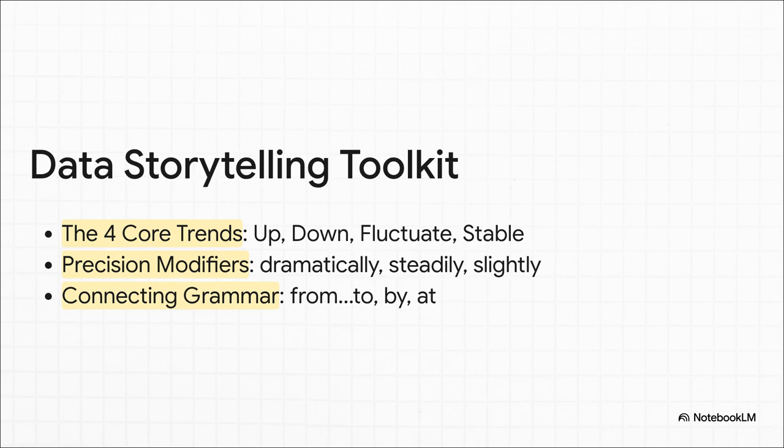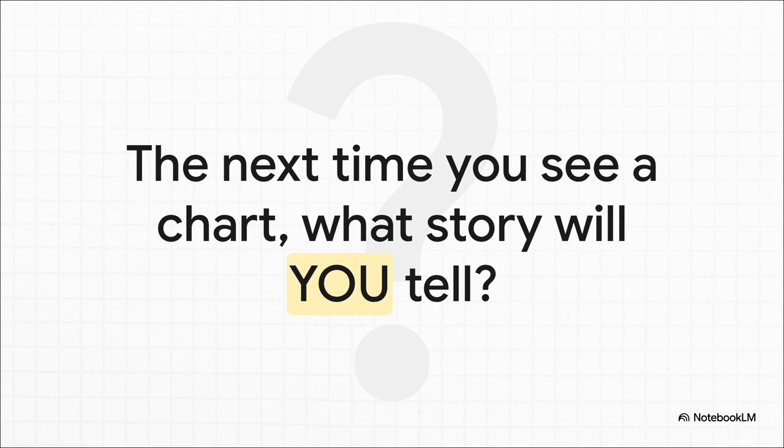So just remember the formula. It's pretty simple. Start with the core trend. Is it up, down, fluctuating, or stable? Then add a precision modifier to give it some detail. And finally, use your connecting grammar to tie it all back to the numbers. That's your whole toolkit in a nutshell. So the tools are officially yours now. The next time you see a chart, don't just see a bunch of lines and numbers. Ask yourself, what's the real story here? Because now you actually have the language to tell it.